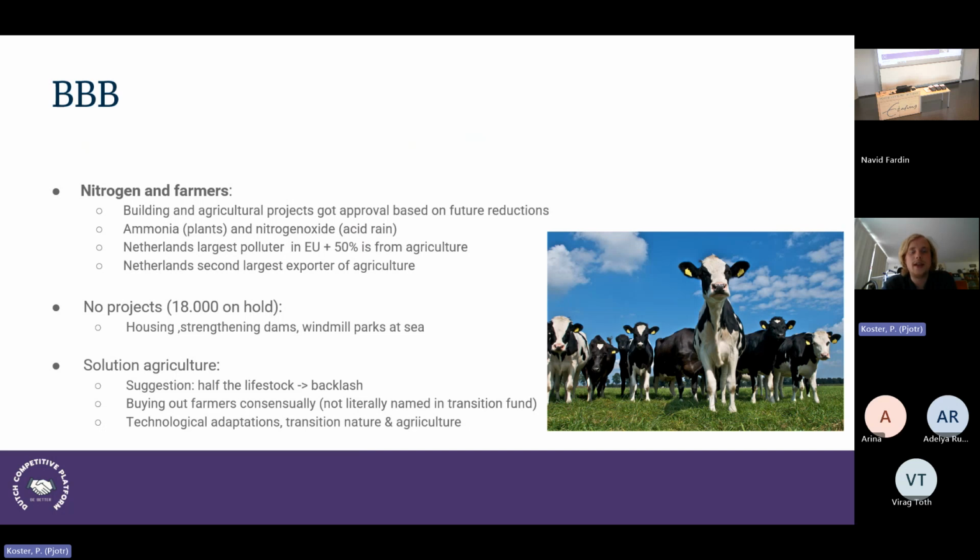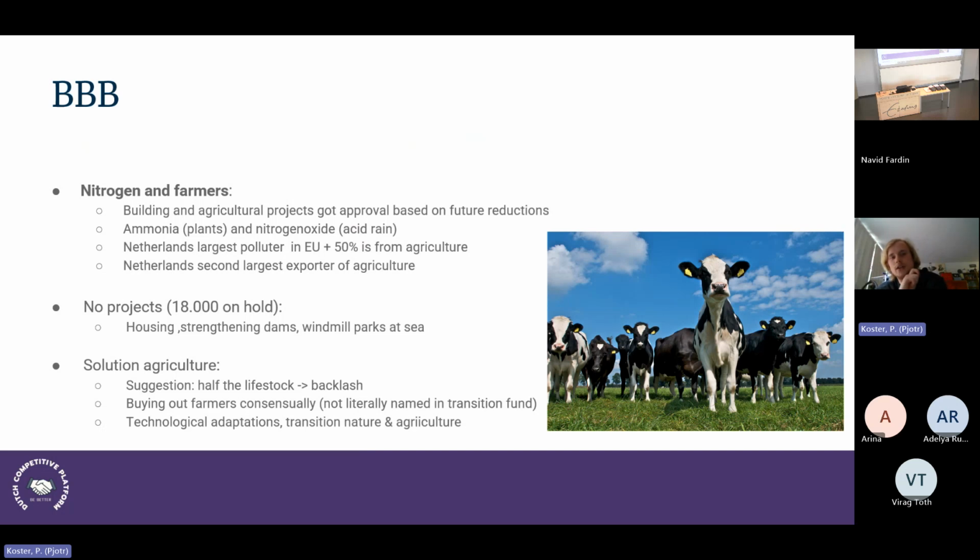The main issue, though, is that in the Netherlands, building and agricultural projects got approval not based on the nitrogen levels that they would reduce or the nitrogen level they would have at the time, but rather on the idea of "we'll solve it in the future, it will be fine, we'll reduce nitrogen in the future, and then when that's reduced, we can build these kinds of projects." The main thing is that there are two kinds of issues with this. Within this production, nitrogen comes free in two different ways.